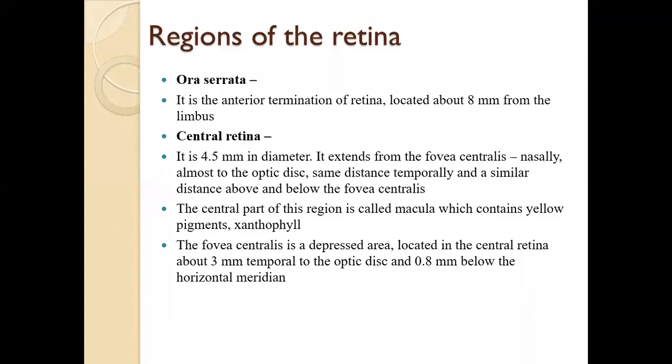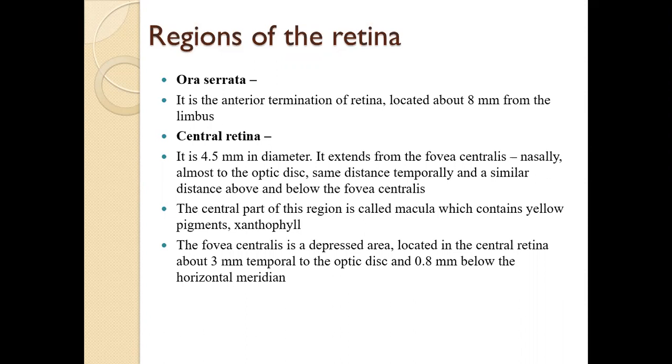Welcome back. The last part of the lecture. So now we're going to talk about the regions of the retina. The retina is mostly divided into three parts: the extreme periphery, that is ora serrata, the central part, and the paracentral or peripheral part, we can say. So let's see what is ora serrata first, the extreme periphery one.